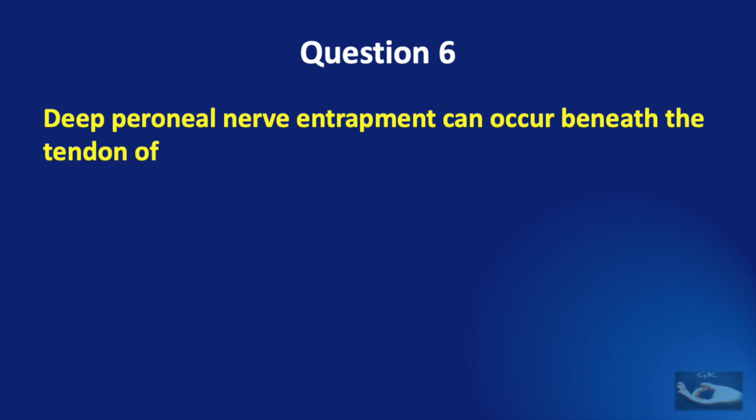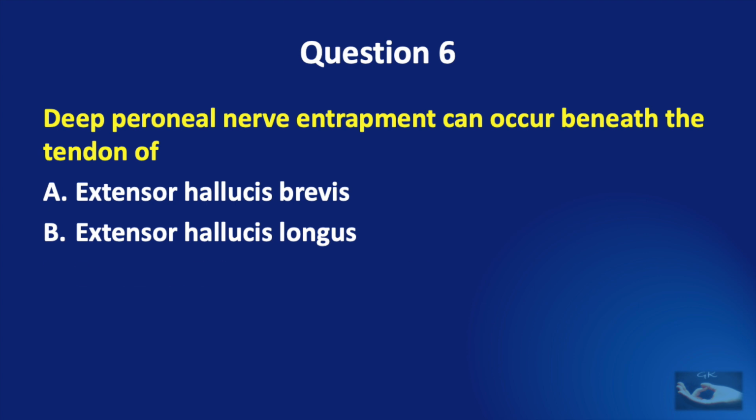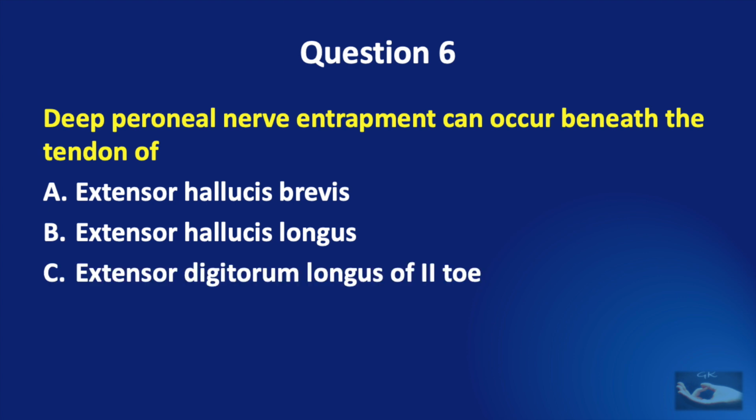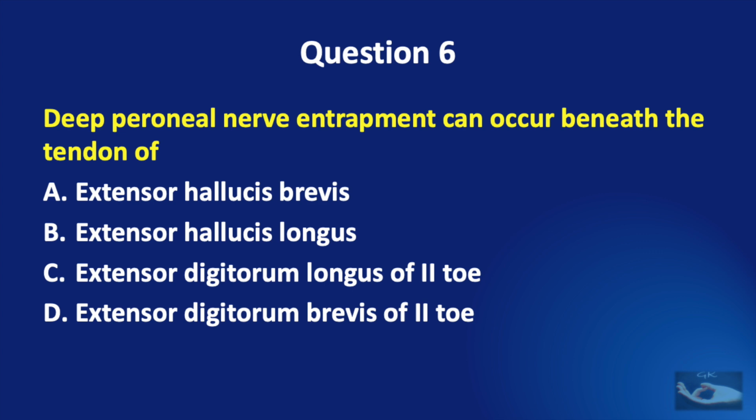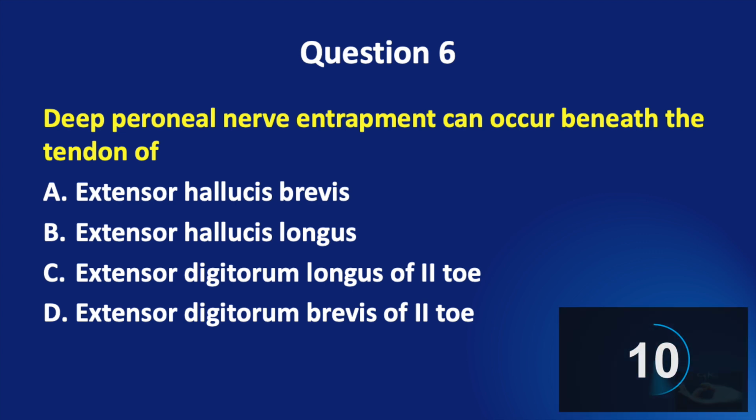Question number 6. Deep peroneal nerve entrapment can occur beneath the tendon of: extensor hallucis brevis, extensor hallucis longus, extensor digitorum longus of second toe, extensor digitorum brevis of second toe.